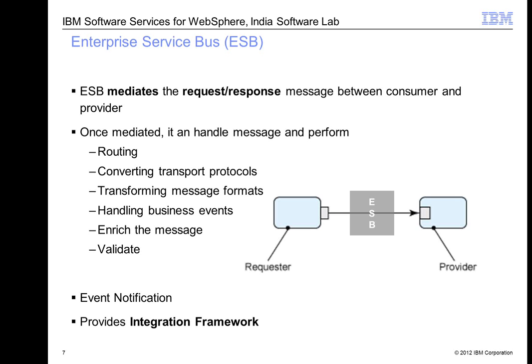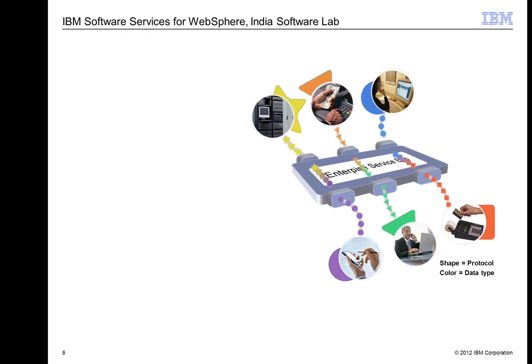On the next slide, slide number 8, you can see that there is a nice picture of an enterprise service bus. I've taken this picture from IBM's WebSphere Enterprise Service Bus Info Center, which is available on the web. As you can see in this picture, we are trying to make different systems talk to each other. The shape and color tell us the message format and the protocol.